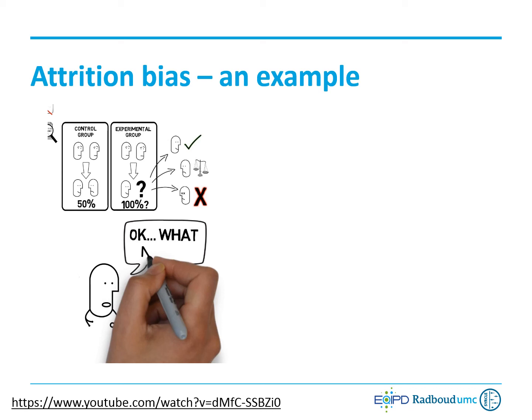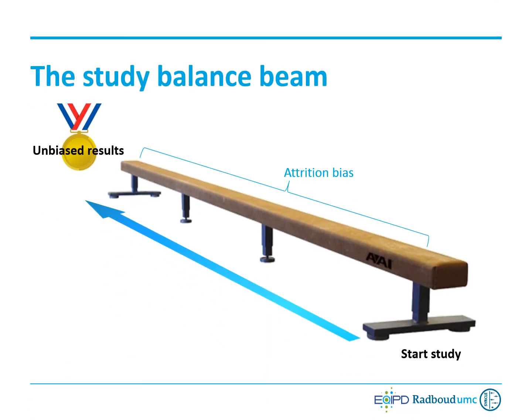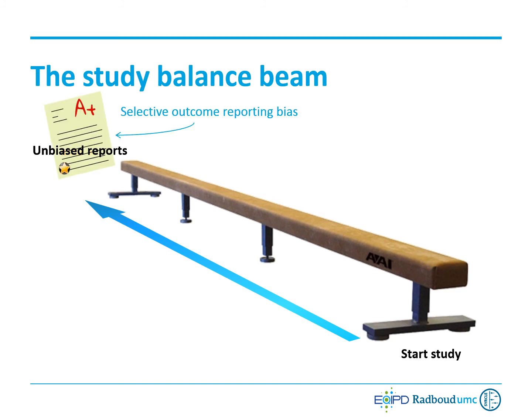Let's go back to our balance beam. Fantastic! After successfully avoiding selection, performance, detection, and attrition bias, we have achieved unbiased results. Of course, we want to share this with the world. But since researchers communicate through publications, we need to take one extra step to ensure internal validity: unbiased reporting. So the final type of bias I'd like to tell you about is the bias that arises from selective outcome reporting.